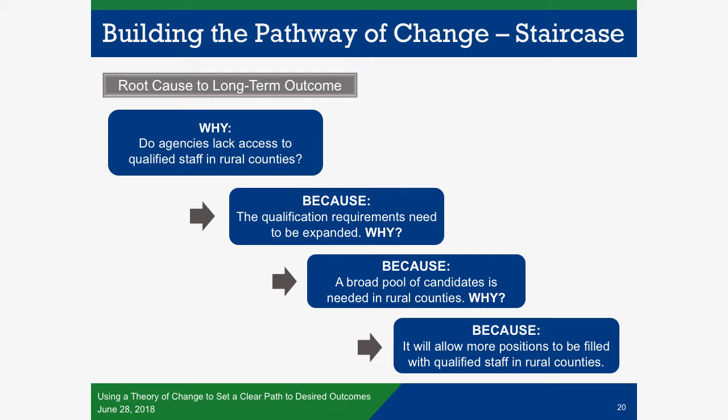We then go to our next question. Why do the qualification requirements need to be expanded? Because a broad pool of candidates is needed in rural counties. So then we can create another causal link from that. Why is a broad pool of candidates needed in rural counties? Because it will allow more positions to be filled with qualified staff in rural counties, and so on. So we would do this causal link stair-stepping method all the way from the root cause down to the long-term outcome in this particular example.